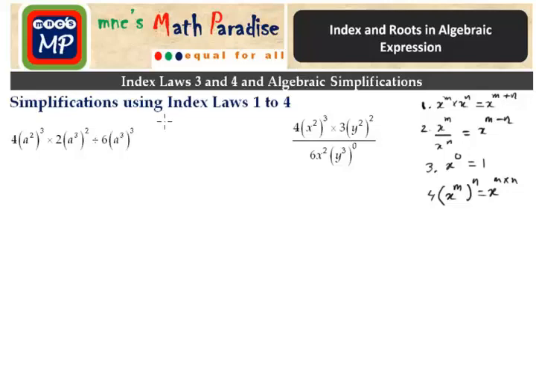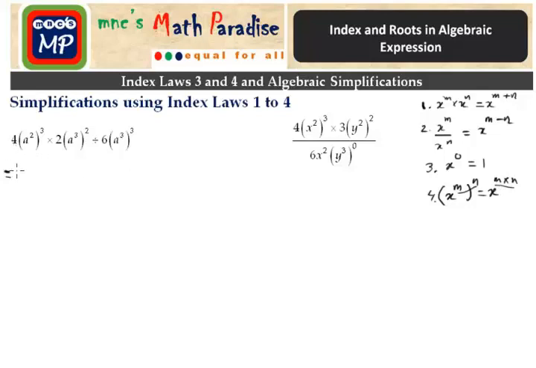Now we will do some algebraic simplification using index laws 1 to 4. Let us do this first example. Here the first term has a square to the power 3, that is power on power. So we will be using index law 4, where we know (x^m)^n. If there is a power on power, then these two powers get multiplied.